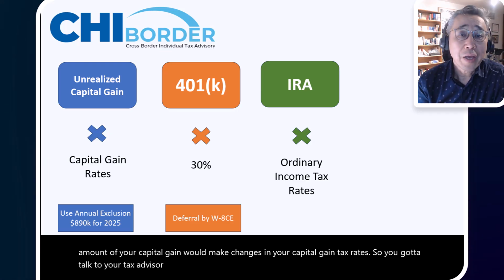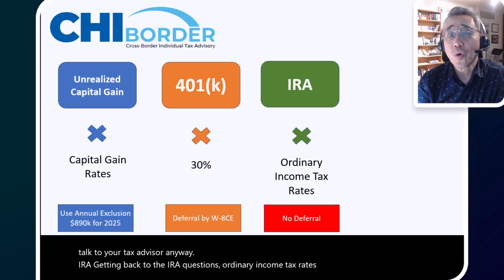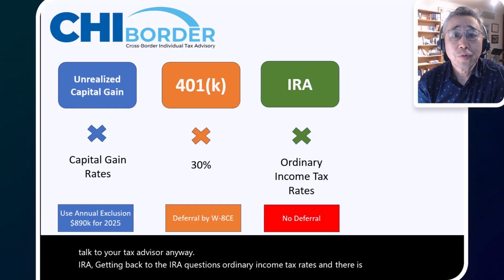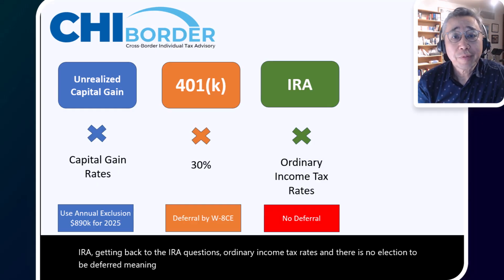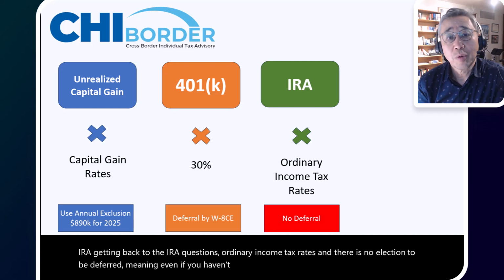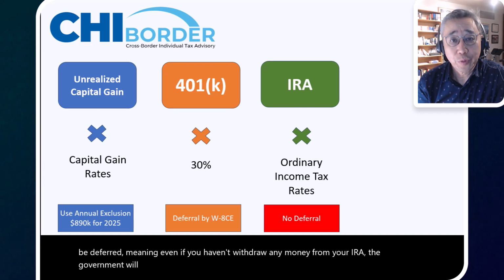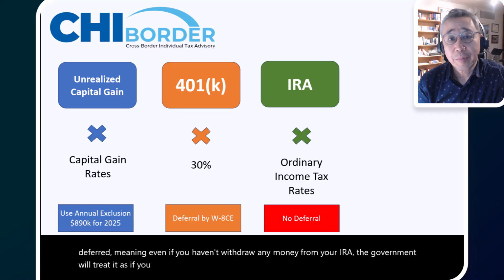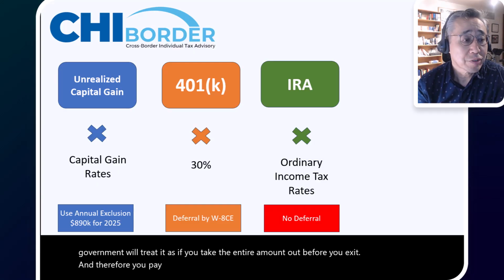Anyway, getting back to the IRA, ordinary income tax rates apply, and there is no election to defer. Even if you haven't withdrawn any money from your IRA, the government will treat it as if you took the entire amount out before you exit, and therefore you pay ordinary income tax on your IRA.